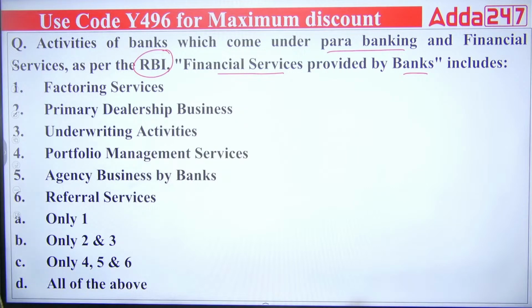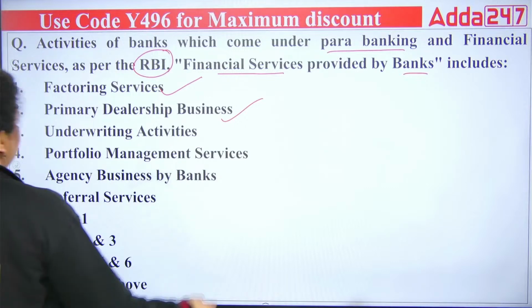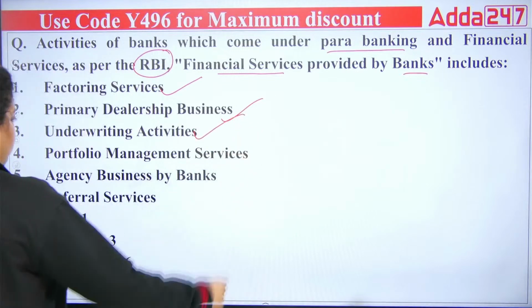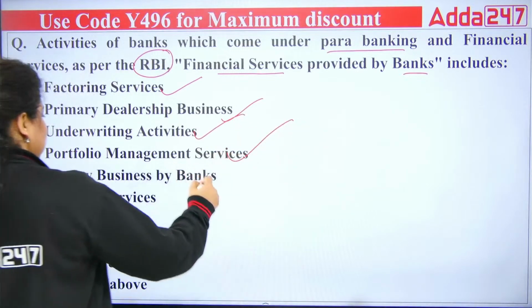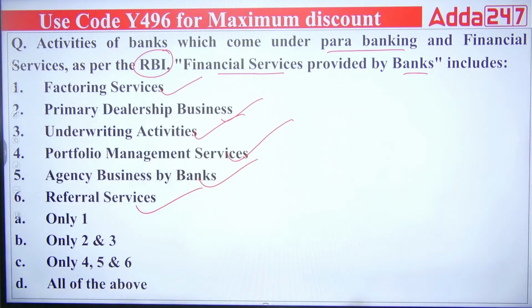So banks do provide factoring service, banks do provide primary dealership business, banks do provide underwriting activities, the portfolio management service, the agency business, the referral service. All these kinds of services are provided by banks. So the right answer will be all of the above. The right answer will be what? All of the above. Okay, all the statements are correct. So the right answer is D.